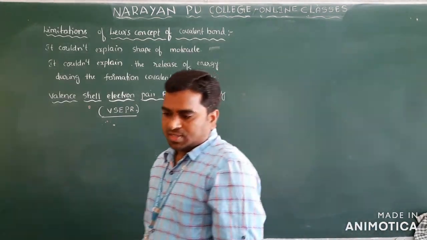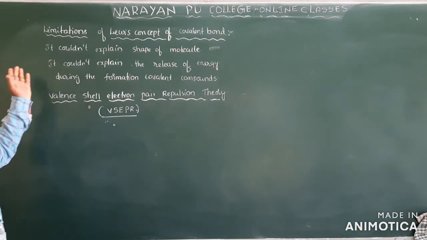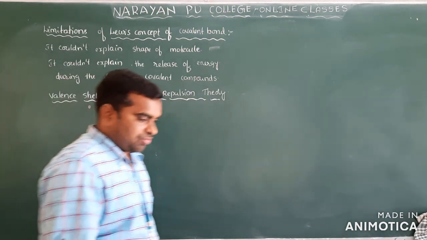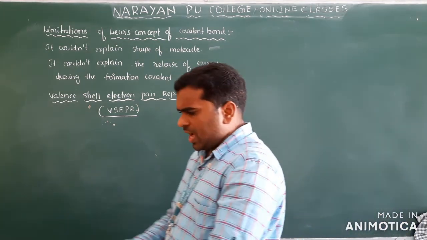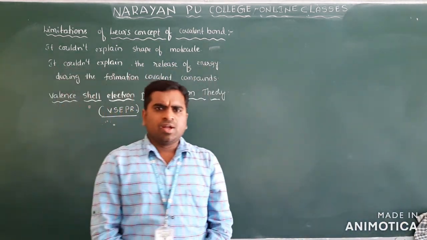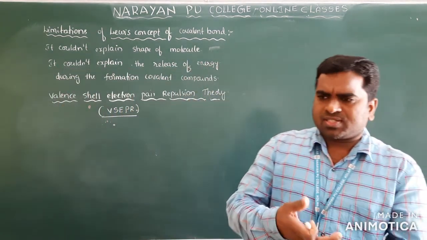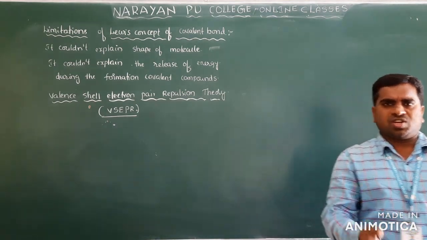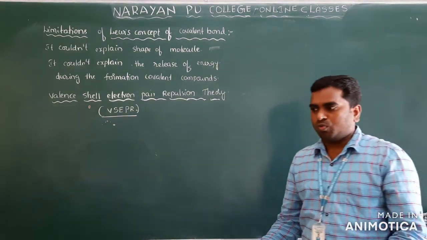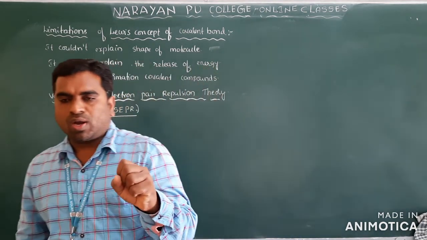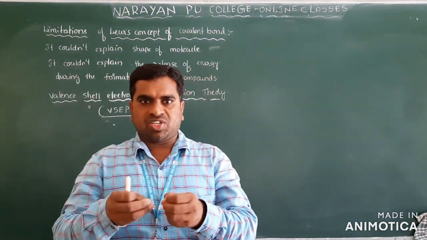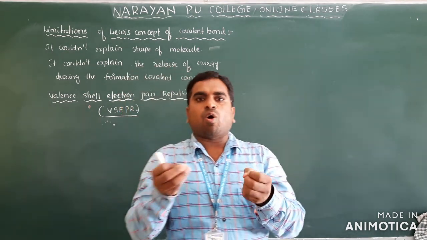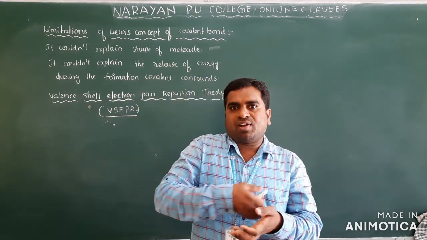So next one is limitation of Lewis concept of covalent bond. Till now what we have discussed, formation of covalent bond, formation of dative bond, all we have discussed considering the Lewis dot structure. Isn't it? Covalent bond, how it will form, I already mentioned: one atom gives one electron, another atom gives another electron, and they share in order to complete octet. And we have written that Lewis dot structure.